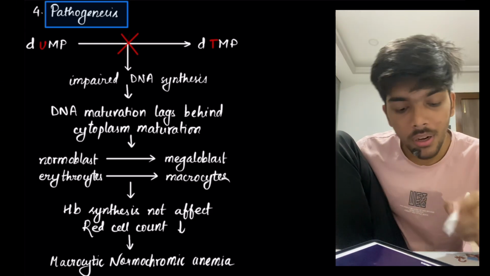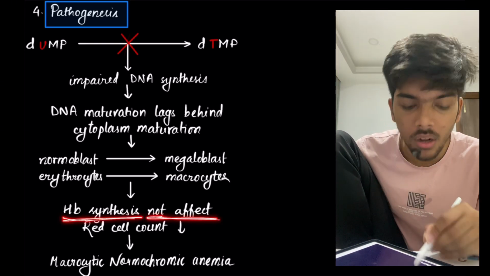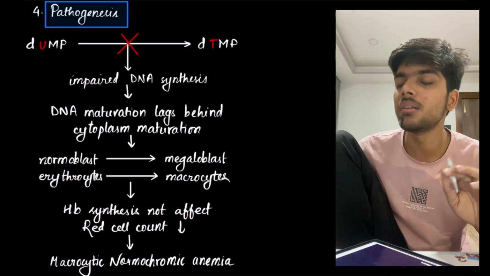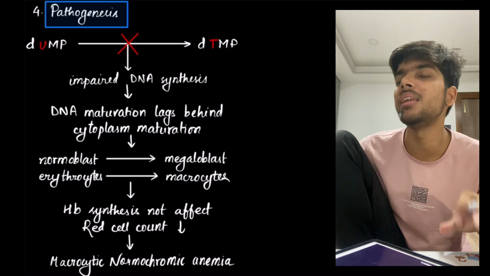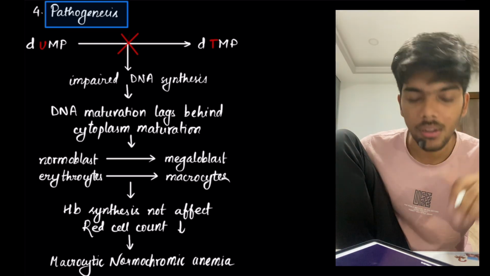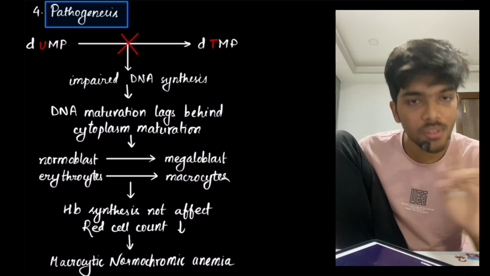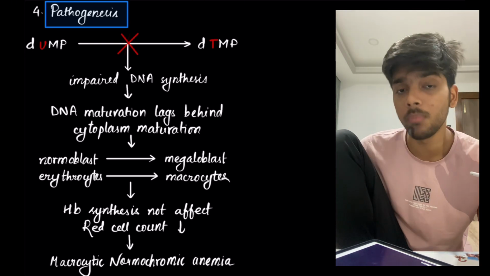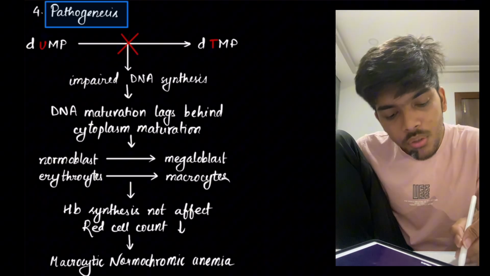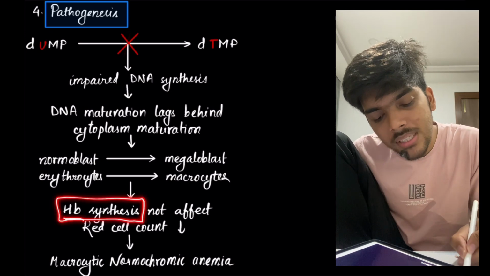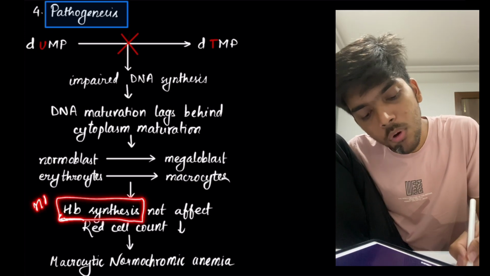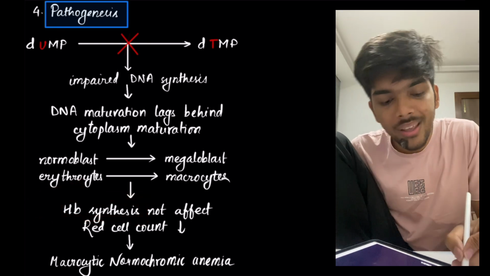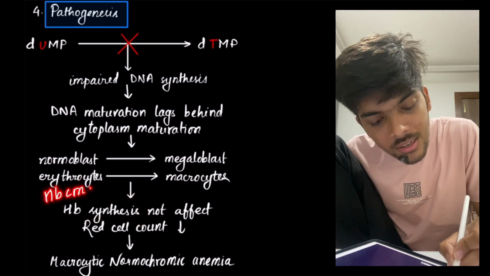However, hemoglobin synthesis is not affected. In iron deficiency anemia, there was lack of iron. As a result, heme production didn't take place and hemoglobin production was affected. However, in this case, there is no lack of iron, there is no problem with heme formation, and there is no problem with hemoglobin formation. So hemoglobin synthesis is normal. But then overall, hemoglobin concentration decreases.